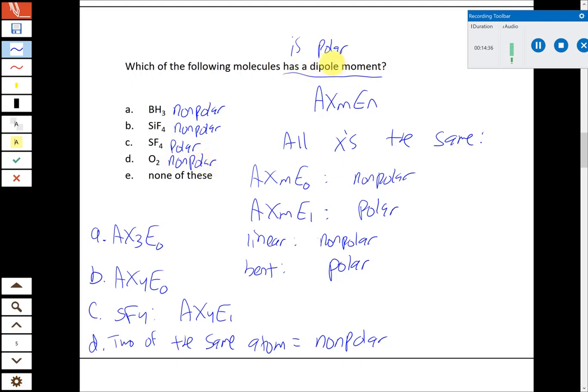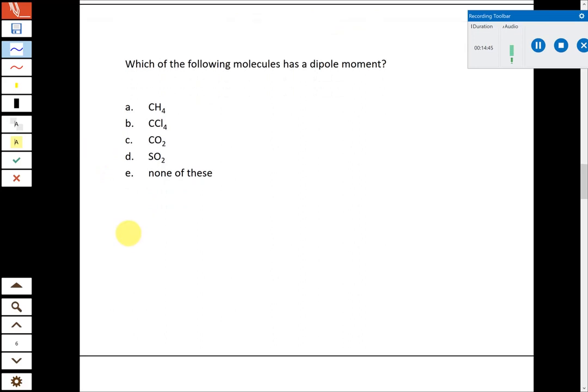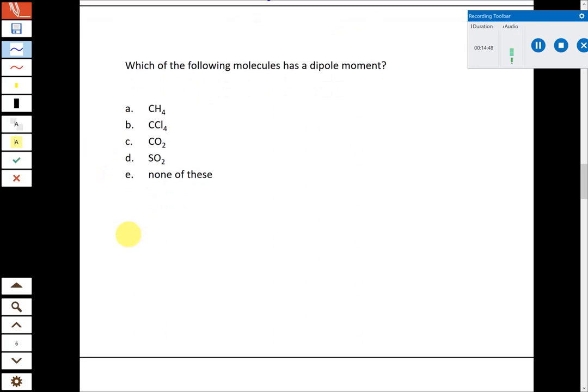So the only one of these that has a dipole moment, which means it is polar, is going to be choice C. One lone pair is a dead giveaway that it's going to be polar. All right, very similar problem for the next one. So let's just go through these again with the same sort of arguments.